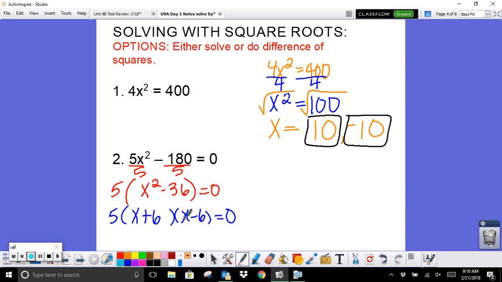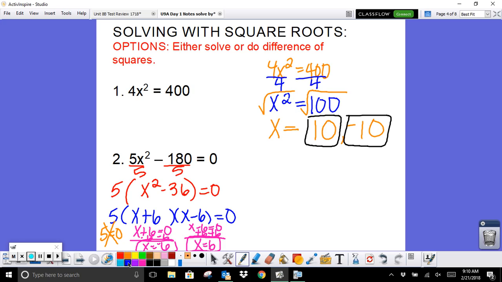Again, if you don't completely understand the difference of squares, you need to go back and look at that. All right, so I'm going to take 5 and set it equal to 0, because that's one of my factors. Well, there is no x, so that doesn't make sense. So that's not a solution. Now I'm going to take x plus 6 and set it equal to 0. If I subtract 6 from both sides, that's negative 6. And then I'm going to take x minus 6 and set it equal to 0. Add 6 to both sides, so x is 6. So that's the factoring way.